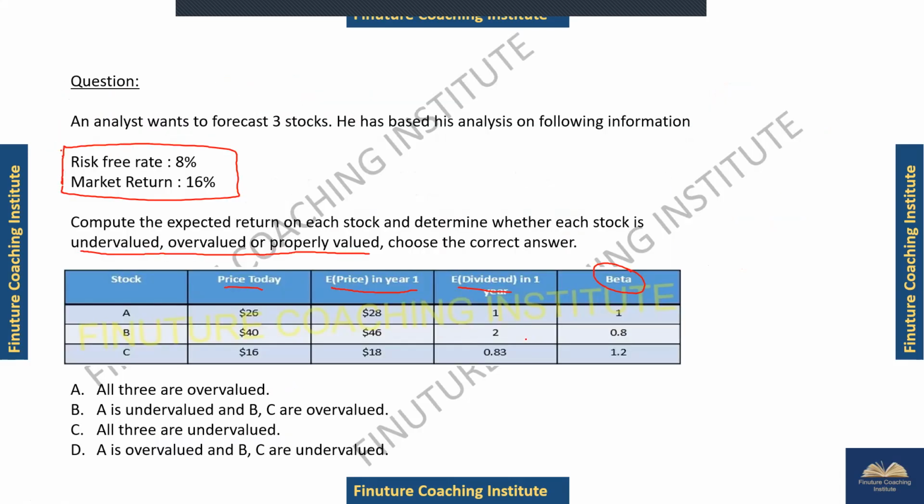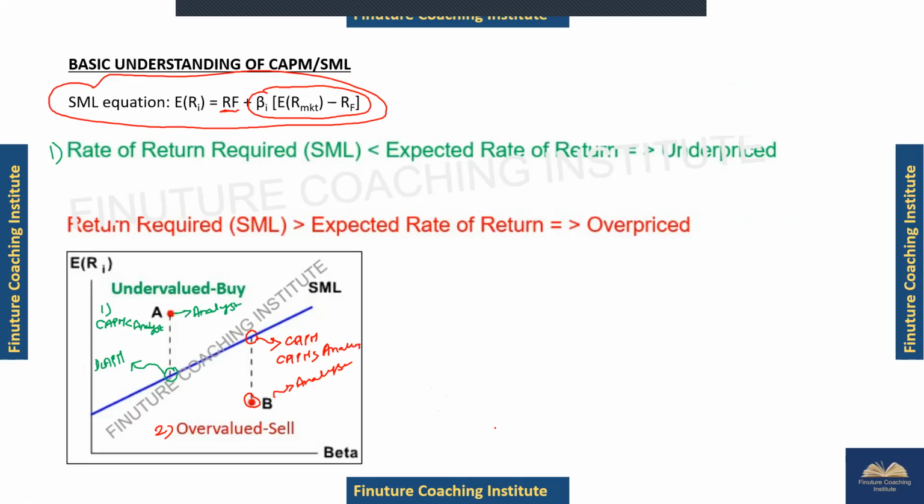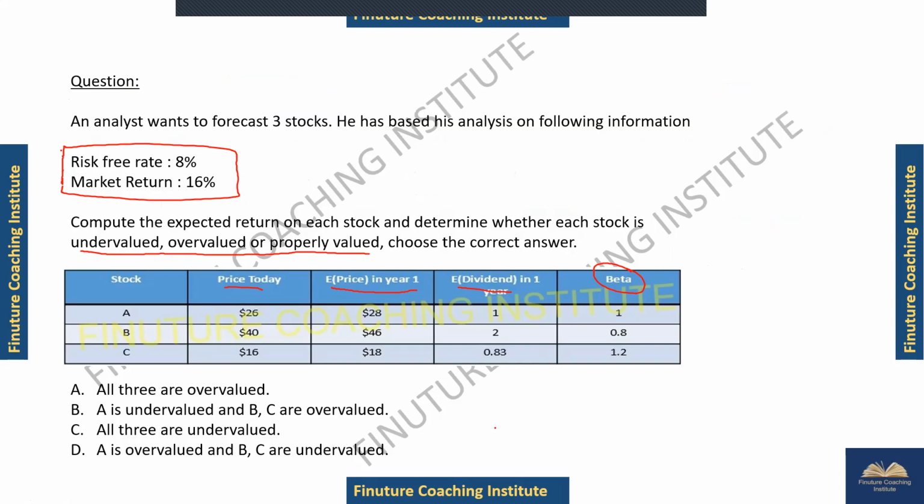So we'll select the correct option. Stock A is overpriced and B and C are underpriced. So A is overvalued and B and C are undervalued. So here we go, D is the correct option.